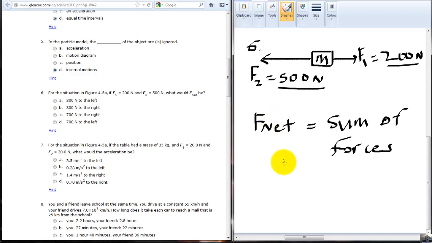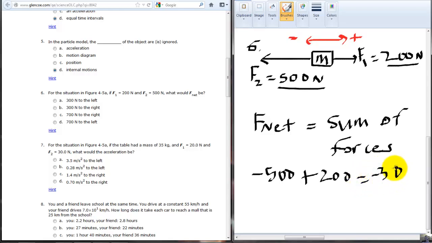So we could assign a coordinate direction, and we could say that left is negative and right is positive. Okay, then my F net is going to be negative 500 because this guy is pointing left, plus 200 because this guy's pointing right, and we've defined right to be positive, and that's going to equal negative 300 newtons, and then that negative sign tells us it's to the left.